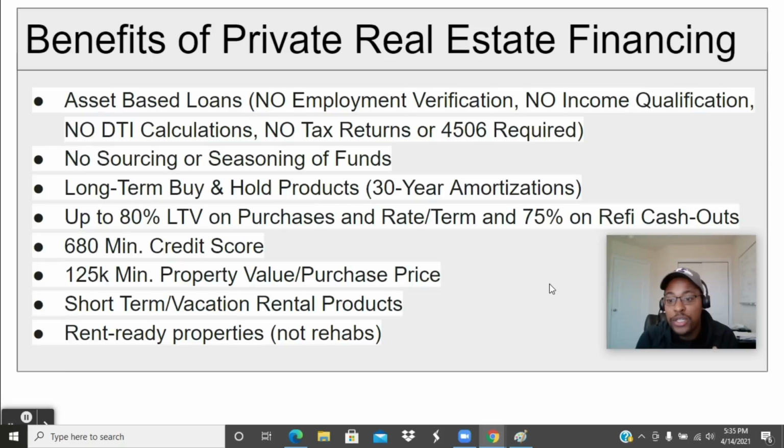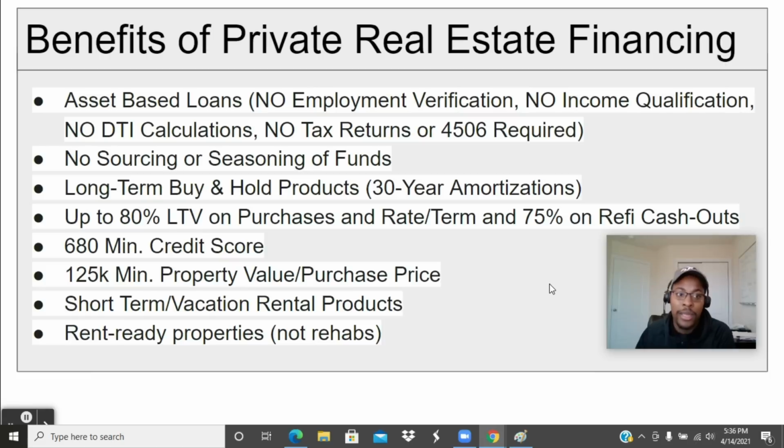So lastly, I wanted to go over some of the benefits of private real estate financing. A lot of it you can get without employment verification, without income verification, no debt to income calculations. Now that's huge because when you're applying for a mortgage where you're actually going to be living in an owner occupied residence, they're going to be looking at your debt to income calculation, what debt you have and what your income is. They might want to see tax returns. So it's a little bit more thorough vetting and documentation when it comes to an owner occupied type of property.